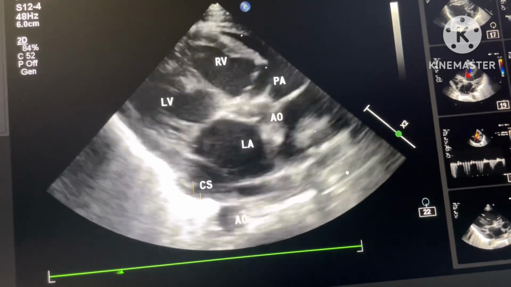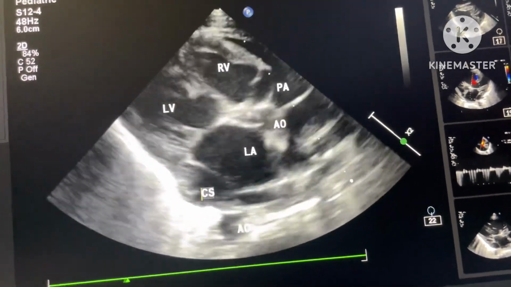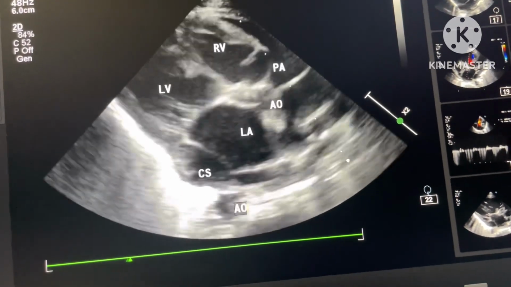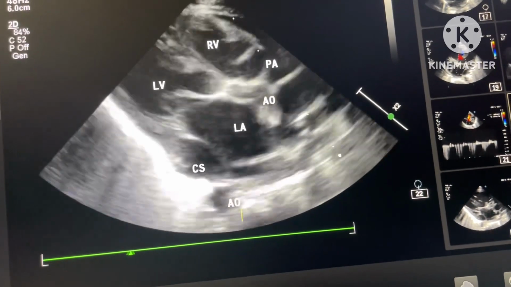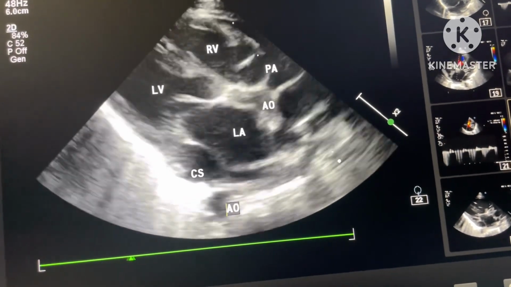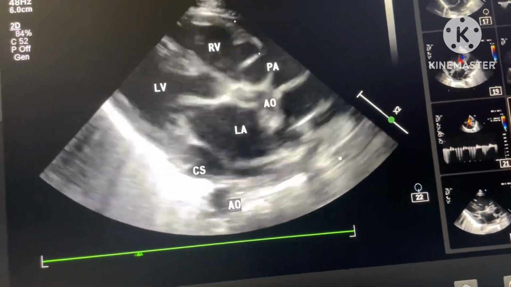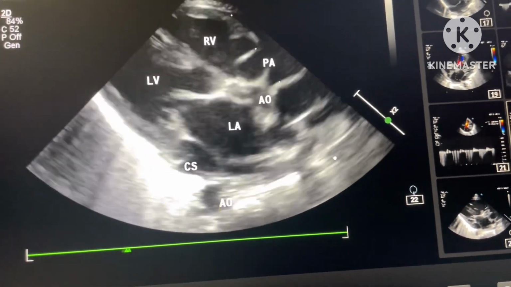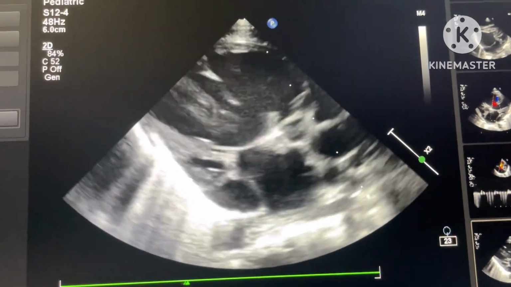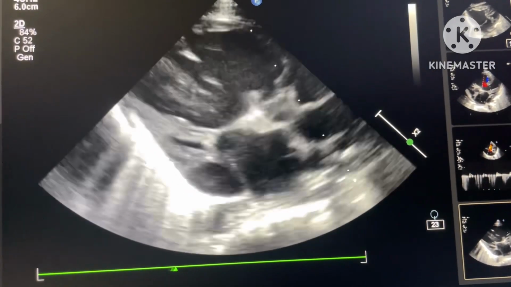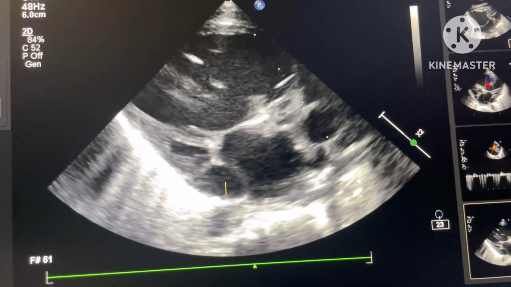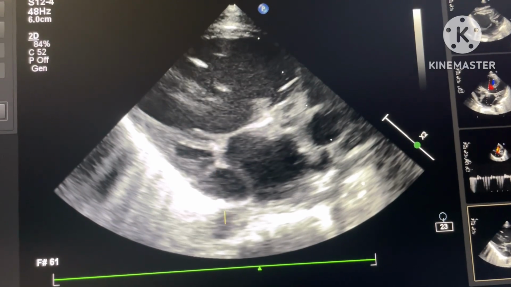Whenever you see this kind of coronary sinus, this is dilated coronary sinus. This is descending aorta. This is the kind of image you will see in almost all patients. Again, same image, next image, almost the same thing. This is dilated coronary sinus. This is descending aorta.